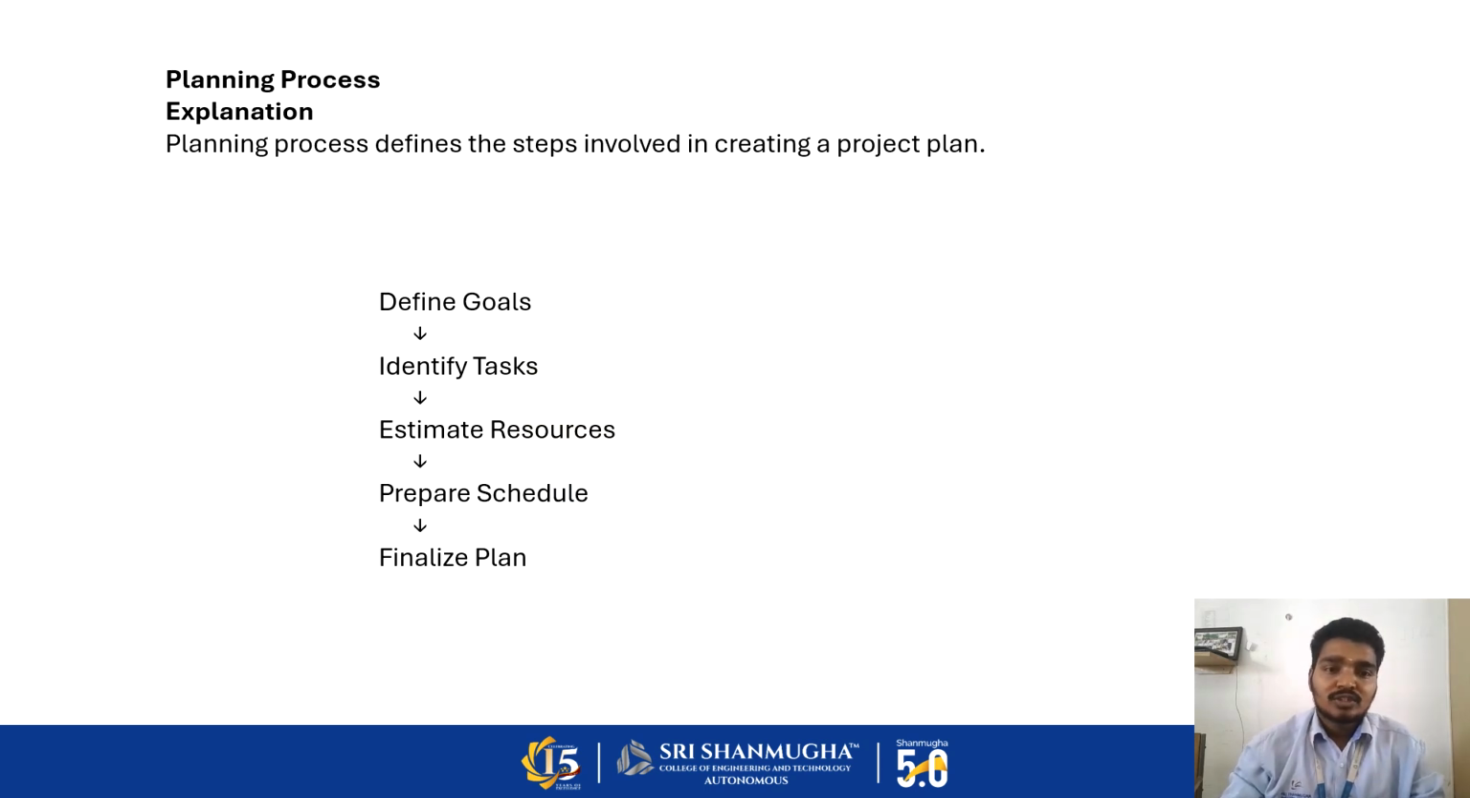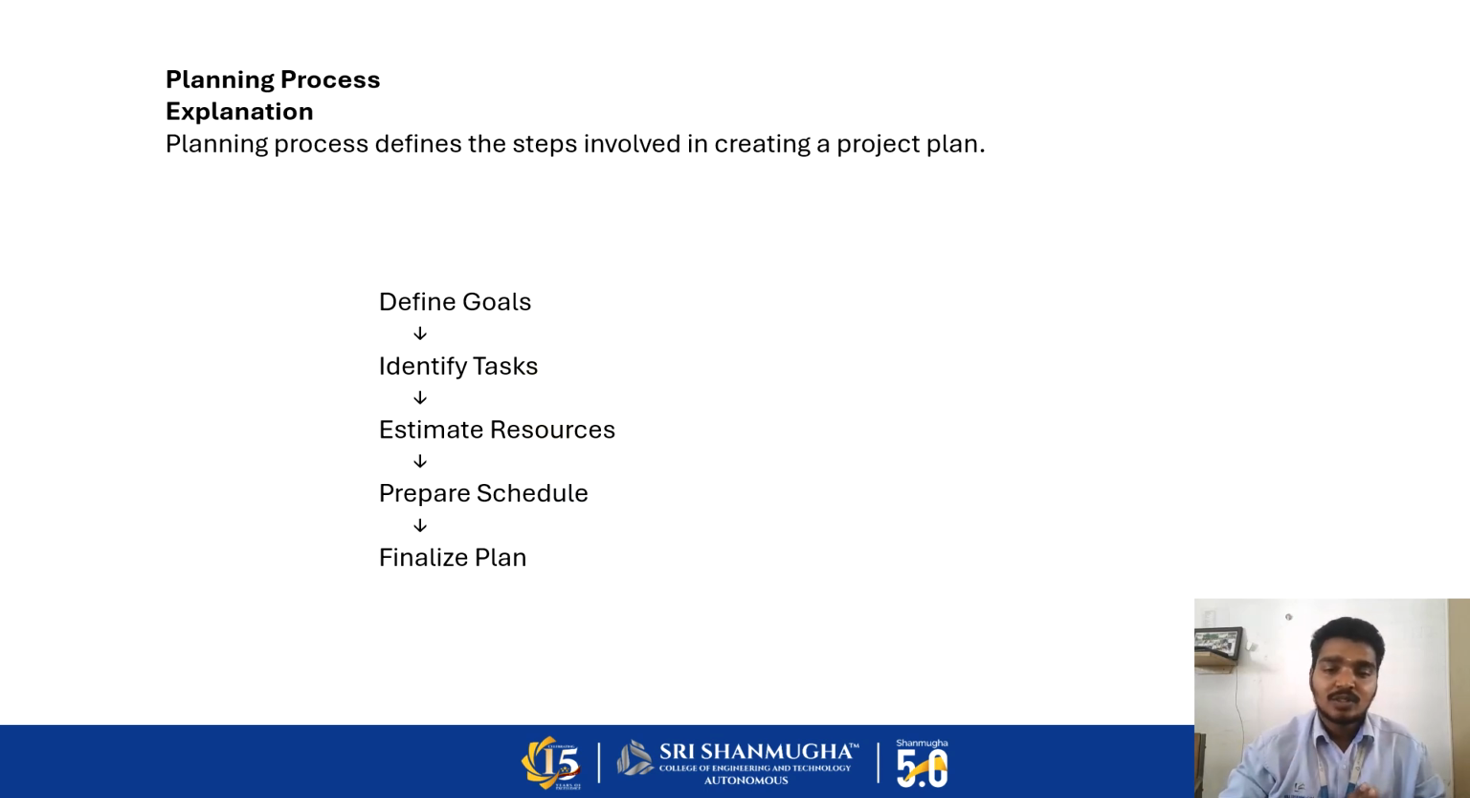So, planning processes. The planning process defines the steps involved in creating a project plan. It defines goals, identifies tasks, estimates resources, prepares a schedule, and finalizes the plan. Defining goals means: what is the requirement, and how will it perform in the future development process? Identify tasks means how to identify the tasks in the requirement, and how to design the process for the requirement analysis method.